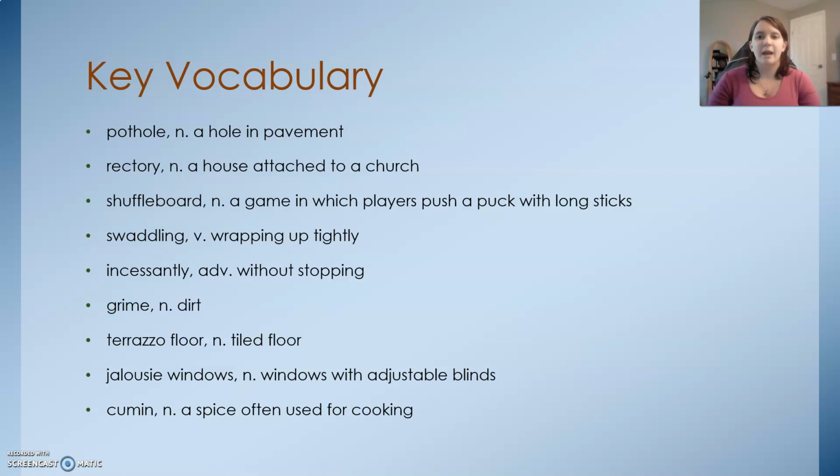So some key vocab that we are going to be talking about. We have pothole, which is a hole in the pavement; a rectory, a house attached to a church; shuffleboard, a game in which players push a puck with long sticks; swaddling, which is wrapping up tightly; incessantly, without stopping; grime, which is dirt; terrazzo floor, which is tiled floor; jalousie windows, windows with adjustable blinds; and cumin, a spice often used for cooking.